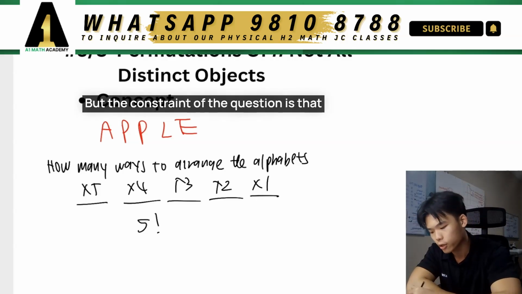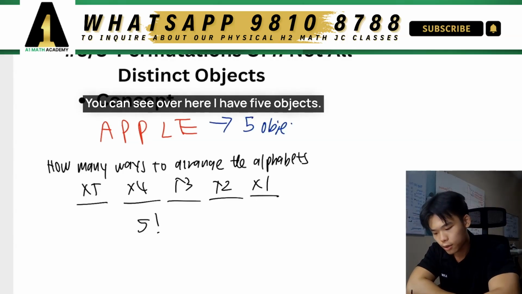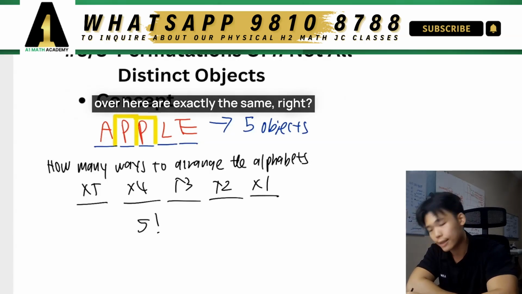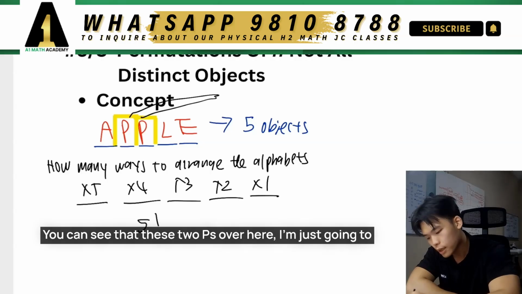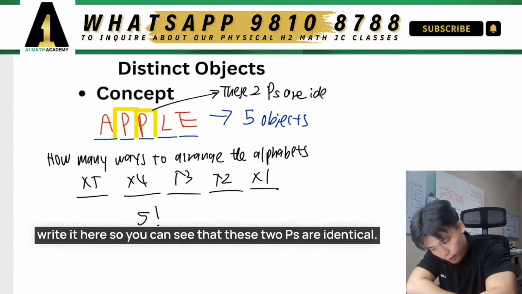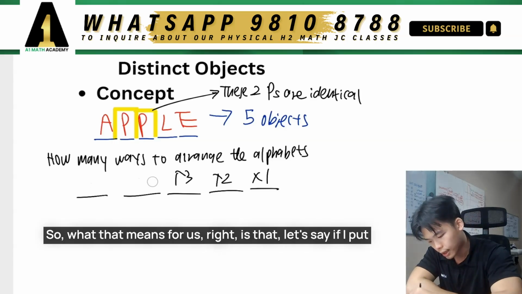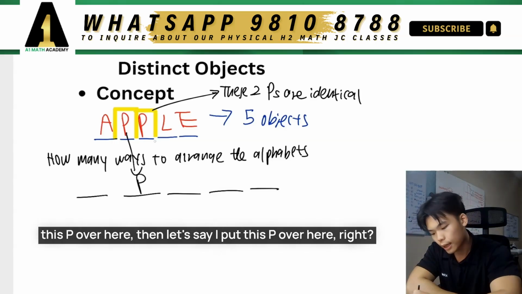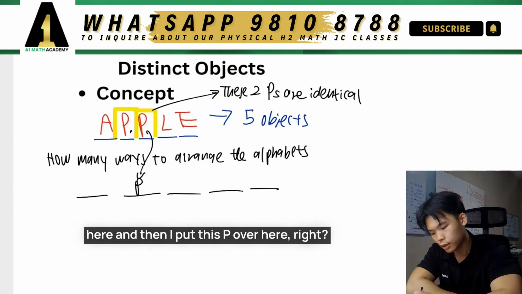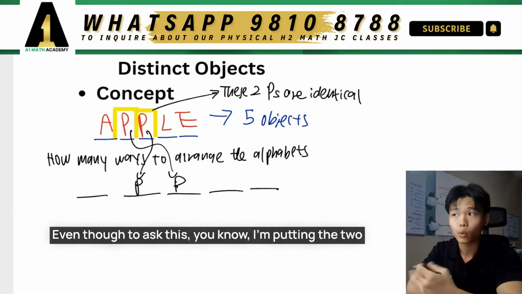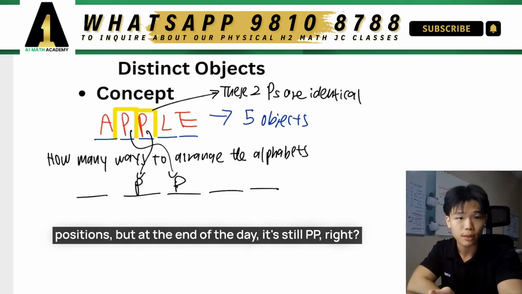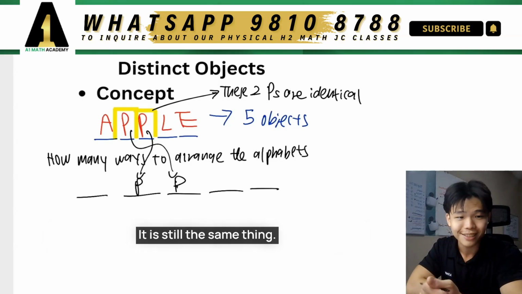But the constraint of the question is that even though I have 5 objects, you realize that these two objects over here are exactly the same. These two p's are identical. So what that means is that if I put this p over here and this p over there, it will be exactly the same as swapping them. Even though to us I'm putting two different p's in two different positions, at the end of the day, it's still pp. It's still the same thing.